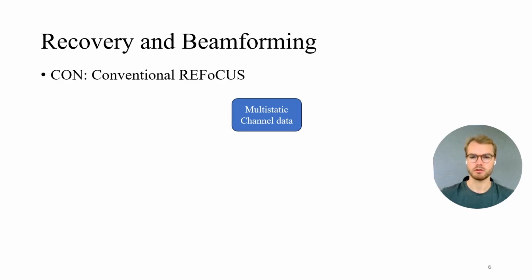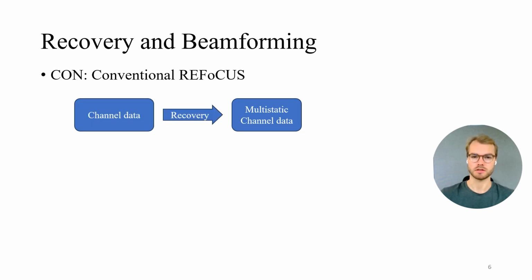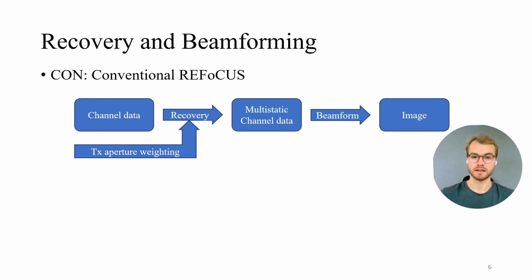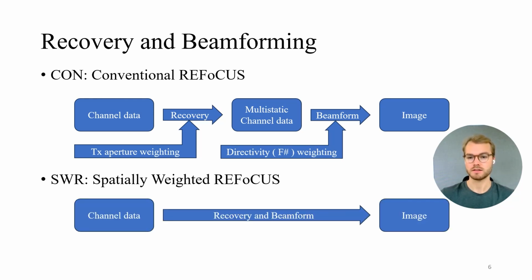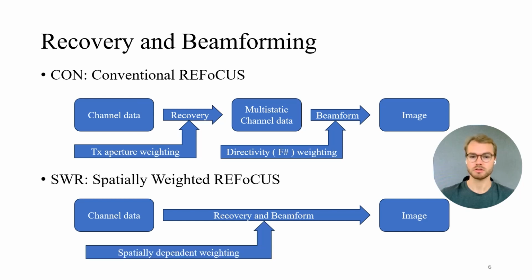The conventional REFoCUS method obtains the multistatic dataset using a recovery process. The recovery takes into account the aperture weighting used on transmit. This multistatic dataset is beamformed to create the image, and the multistatic beamformer weights pixels according to the directivity and desired F-number of transmit and receiver elements. We introduce the spatially weighted REFoCUS, which performs the recovery and beamforming stage in one go and weights the pixels to accommodate physical principles and image quality.